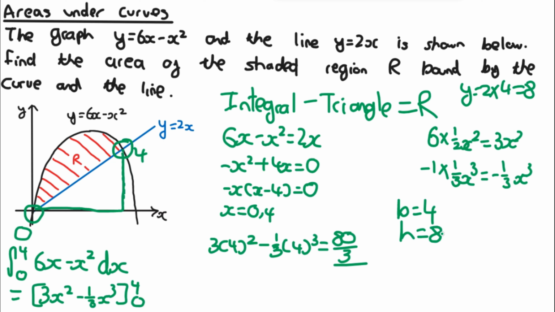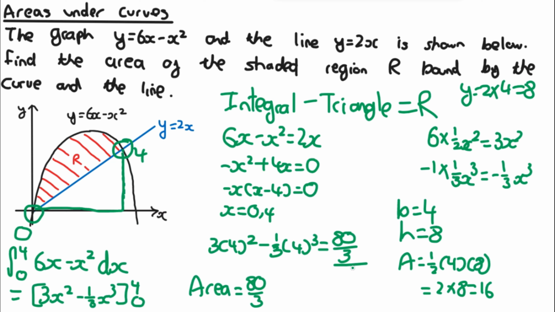So the height is equal to 8, so therefore the area of the triangle is going to be half base times height, so it's going to be half times 4 times 8, which is 2 times 8, which is equal to 16. So therefore, the area of R is going to be equal to the integral, so 80 over 3 minus the area of the triangle, which is 16. And if you put this into a calculator, it is equal to 32 over 3. So this is the final answer.